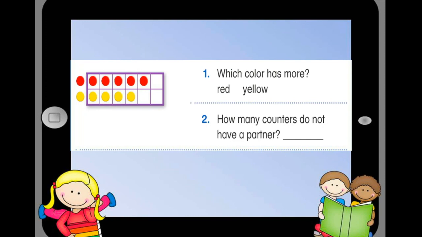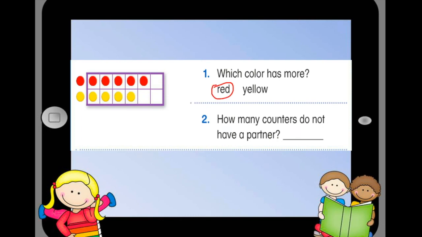So what we need to do is look at our graph and figure out how many red counters there are and how many yellow counters there are and compare them to see which one is greater. So let's look at the red counters. Count with me. 1, 2, 3, 4, 5 red counters in this graph. And now the yellow. 1, 2, 3, 4. 5 is greater than 4, so it is clear that there are more red counters than there are yellow.